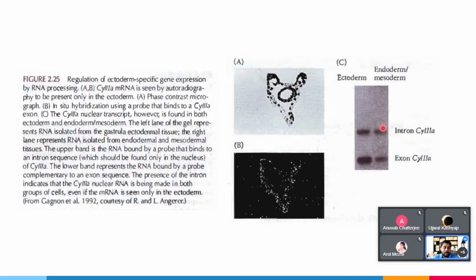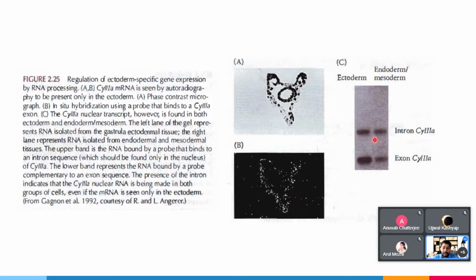So let us look into it. This is an example of the question that we just saw, which shows us the ectoderm-specific gene expression and RNA processing of a particular gene known as Cy3A. What they did here is they took particular cells from the ectoderm and other cells from the endoderm and mesoderm and tried to detect the presence of Cy3A intron-specific mRNA using an intron-specific probe, and Cy3A mRNA using an exon-specific probe.